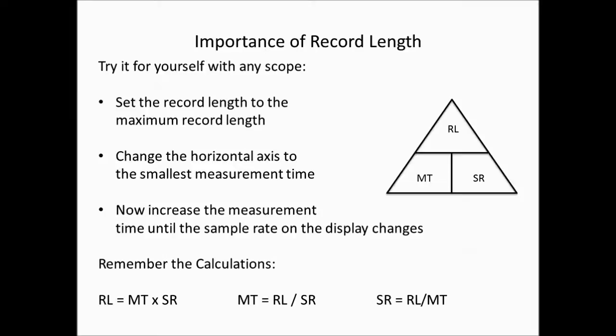You could try it for yourself with any scope. Simply set the record length to the maximum record length, change the horizontal axis to the smallest measurement time, and now on the measurement time increase that until the sample rate changes, and you'll soon see where the limitation is. Also remember these calculations.